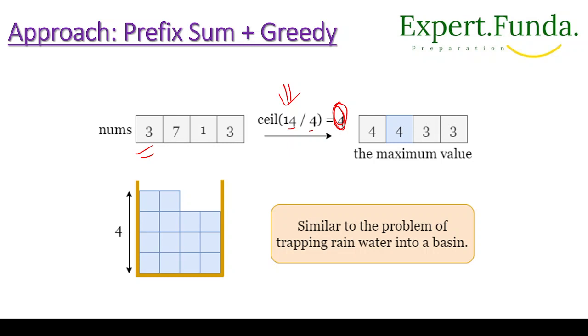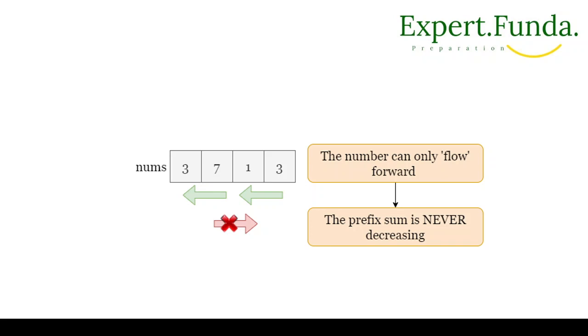Let's recall the operation that only allows us to move numbers forward. Suppose the previous smallest possible maximum value we have obtained cannot be further reduced by this number. Let's suppose we have 3, 7, 1, 3. The numbers can only flow forward, so the prefix sum is never decreasing.